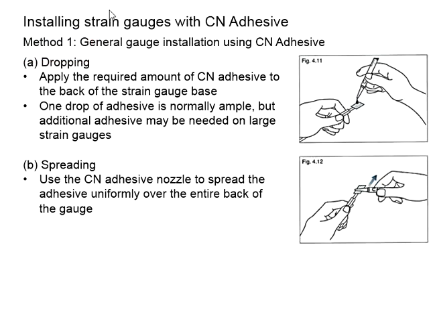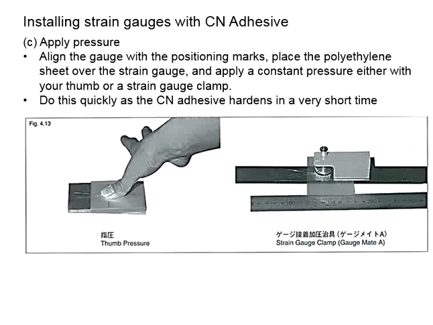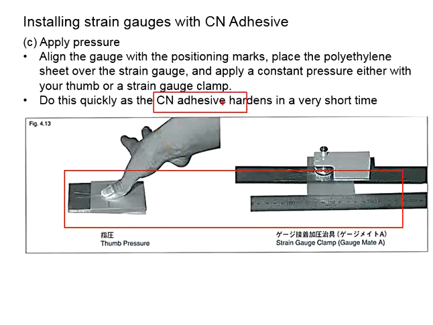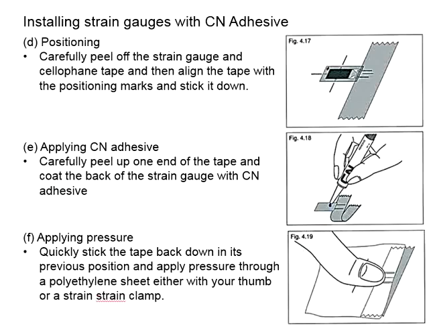Unlike method 1, in which the CN adhesive is dropped onto the base of the strain gauge and you have to make it quick for the positioning of the strain gauge, getting everything done before the adhesive hardens, in this case, CN adhesive has not yet been applied to the strain gauge. You can take your time to properly adjust the locations of your strain gauge.